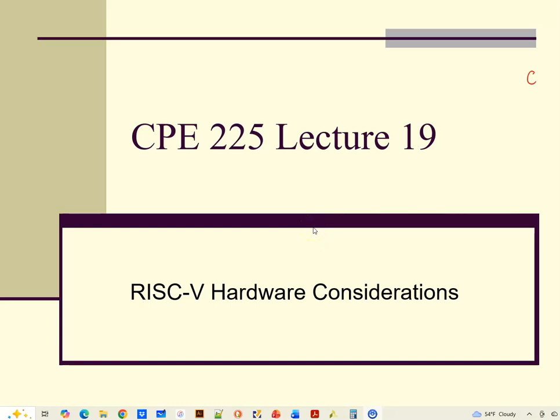This is cpe225, lecture 19. What we're going to look at today is some hardware considerations associated with RISC-V. So we've talked about many of these elements, either directly or indirectly, but now we're going to talk about them pretty directly on this one. Let's go take a look at these.